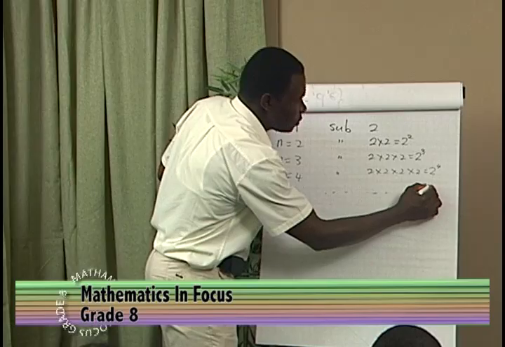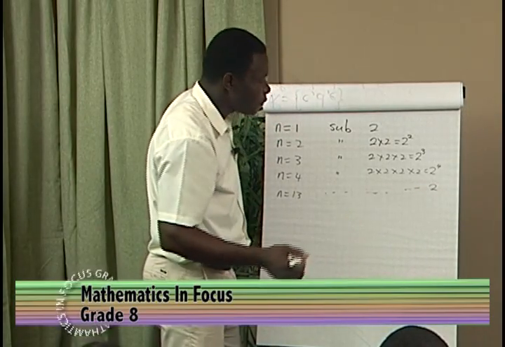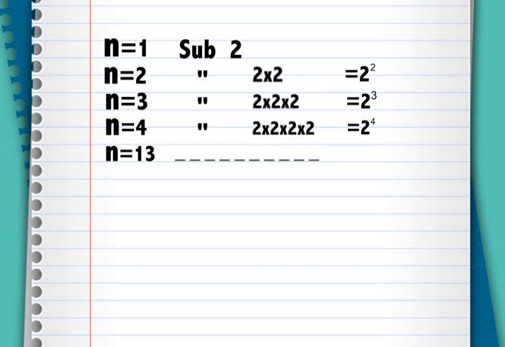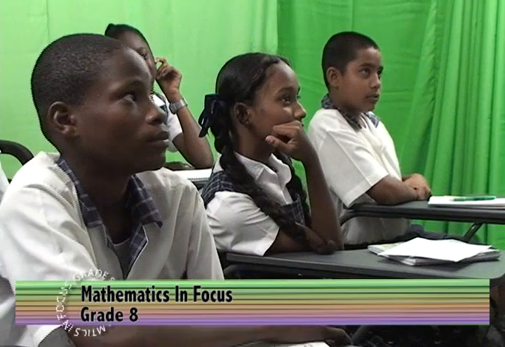All the way across it, this will be 2 to the... Come on, are you afraid? Shout it out. 2 to the 13th power. All right? Mustn't be afraid of your intelligence. You know it's 13, so just say it's 13.